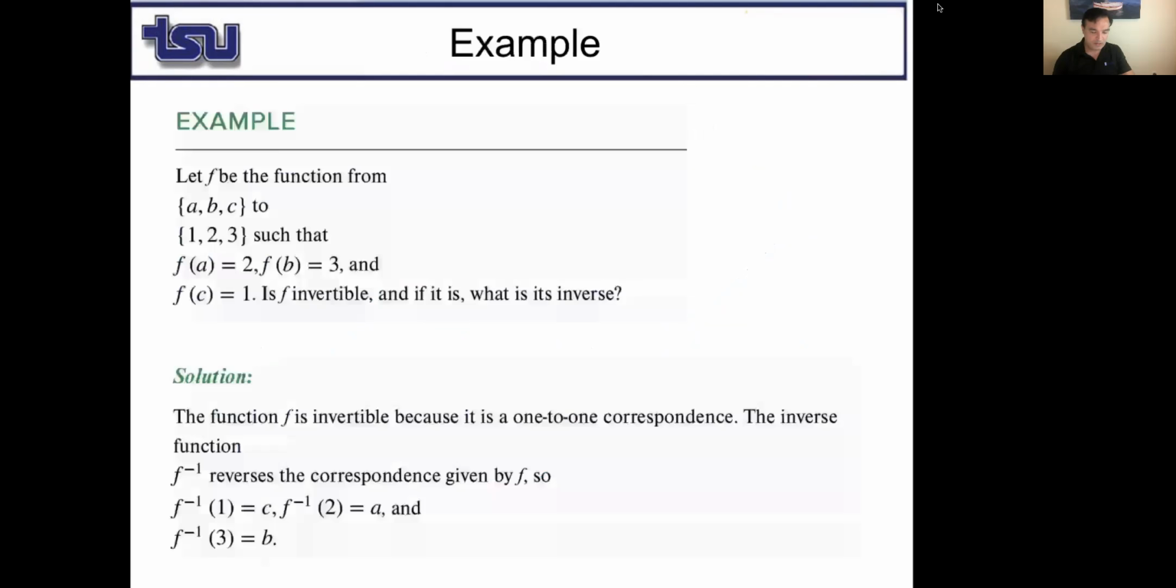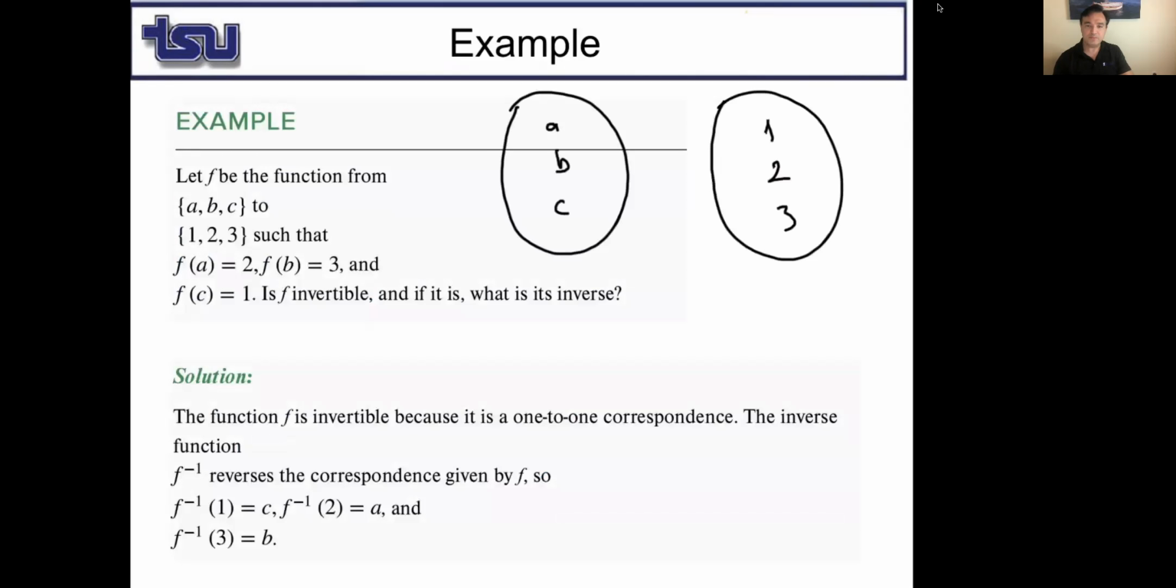Okay, is this function invertible? Let's see, we have a set and we have another set. This set has A, B, C, and this has 1, 2, 3.